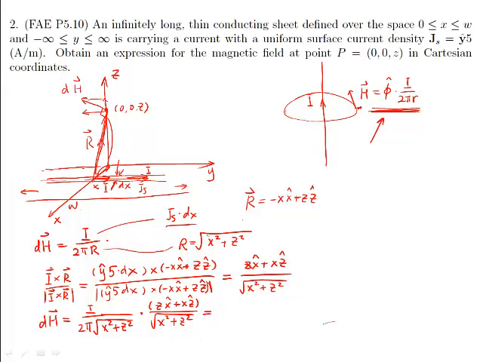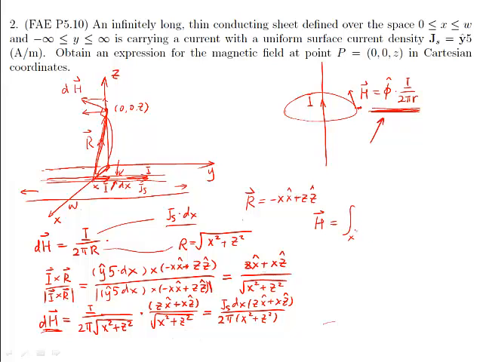Now let's plug in the numbers and further simplify it. So this becomes Js dx (z x hat plus x z hat) over 2 pi (x squared plus z squared). So now we know the differential magnetic field intensity due to a line current, a very thin strip of line current. Now the total H field would be a simple integration over the x direction.